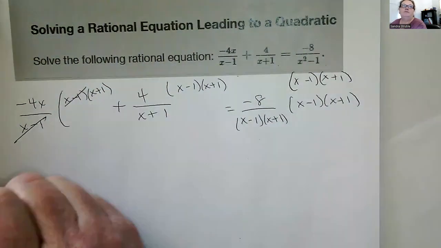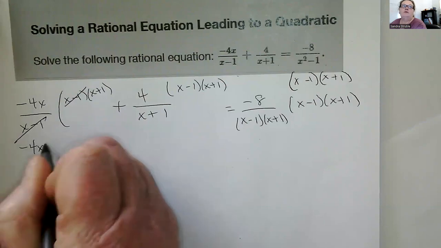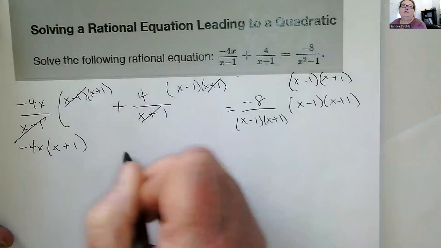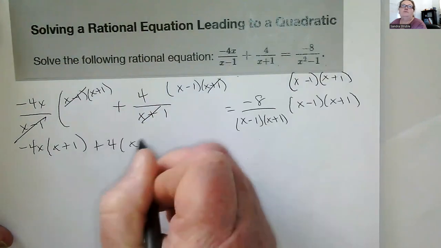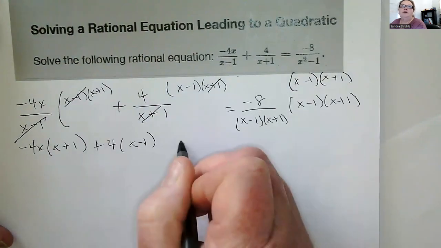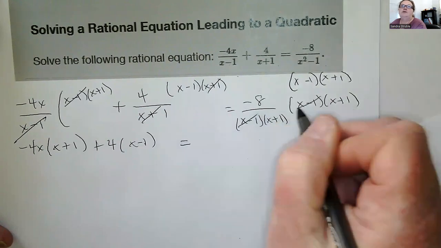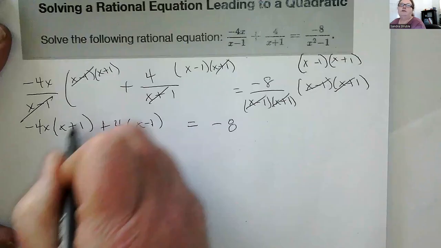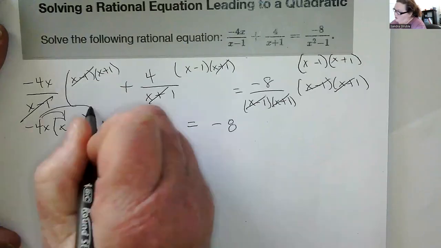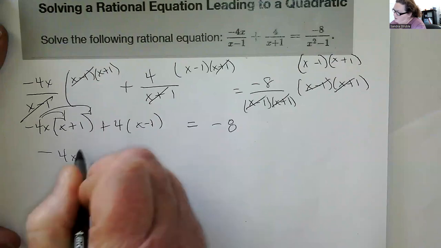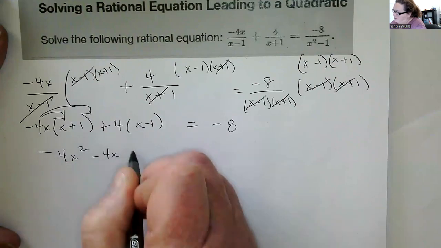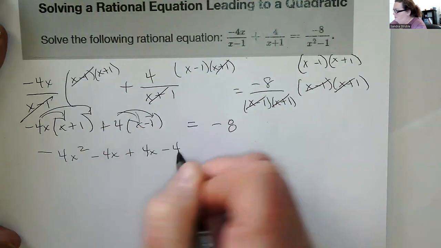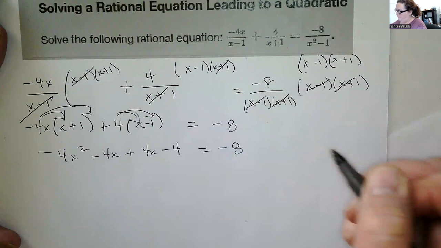The x minus 1s are gone, and we're left with negative 4x, x plus 1. The x plus 1s are gone, so we're left with plus 4, x minus 1. And then over here, the x minus 1s are gone and the x plus 1s are gone, and we're left with negative 8. All right, we need to distribute through this binomial, and we get negative 4x squared minus 4x. Distribute over the binomial, we get positive 4x minus 4 is equal to negative 8.